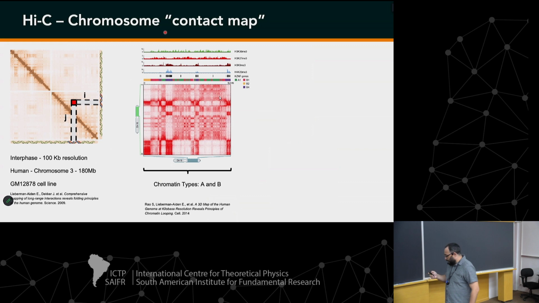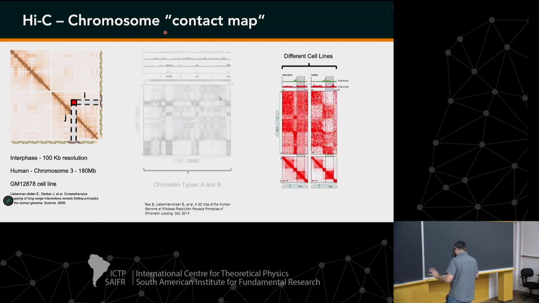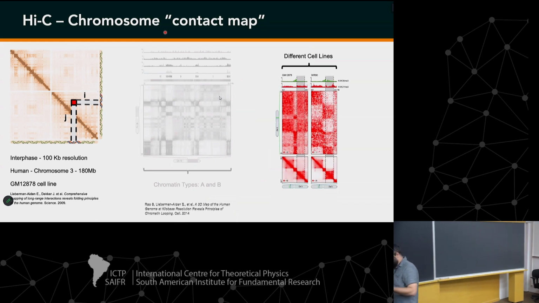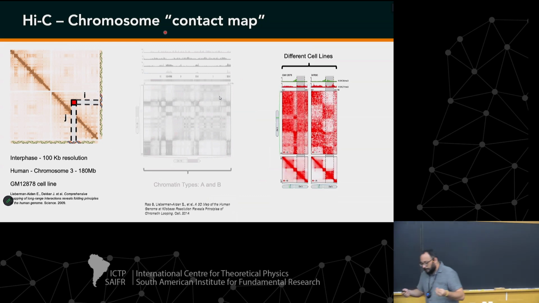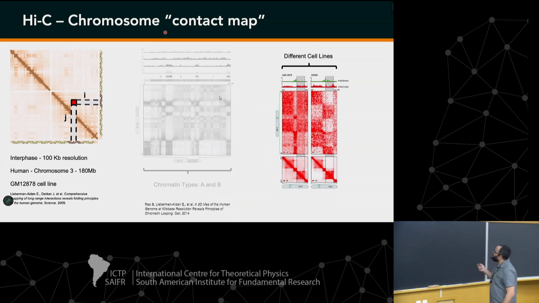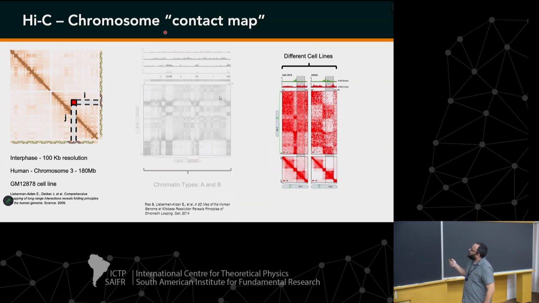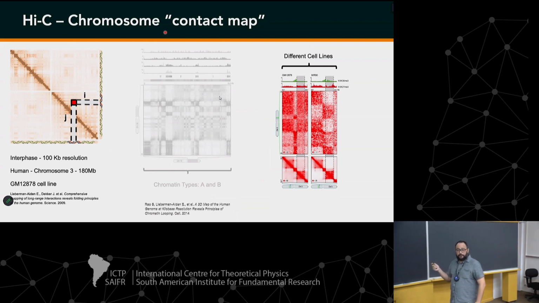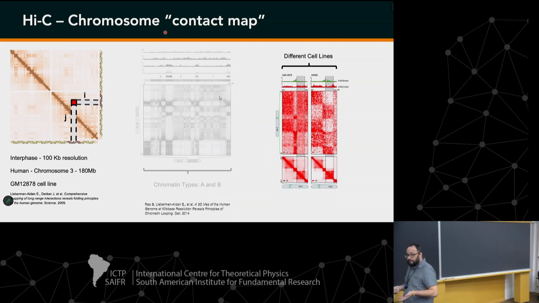Another feature of these experiments is that if you take the same DNA, for example a sample from your blood and a sample from some specific tissue, you can see that for the same region, the contacts made in these different cell lines are different. So here you have the same DNA in different parts of the body, and they are organized in different ways. So you can see that it changes depending on the part of the body that you are studying.